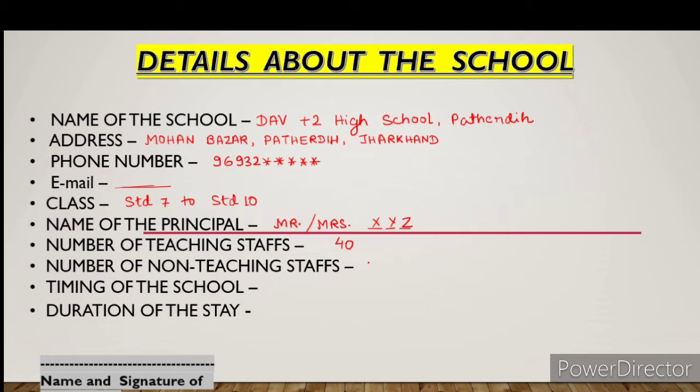Next is the number of non-teaching staff. See, besides teachers, there are other people like peon, gardener, etc. You're going to mention the number of non-teaching staff. Timing of the school was 7 a.m. to 1 p.m. This will vary. Duration of the stay in the school, from 7 to 1 p.m., is 6 hours, so I'm going to write 6 hours. Last is the name and signature of the mentor.